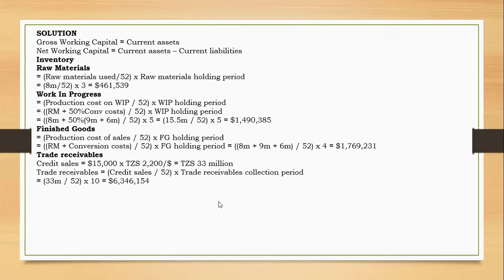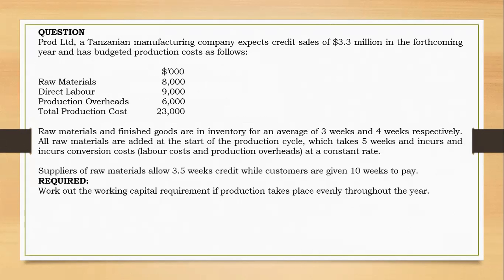Okay, and then we come to trade payables. How do I obtain trade payables? This trade payables was for my raw materials. Now you have to read the question. It's not for finished goods. So trade payables would be raw materials purchased over 52 weeks times trade payables payment period. Plug in raw materials purchased. Actually, we used raw materials of 8 million, but we are not told that we had opening inventory or closing inventory to 8 million. So I have to presume that I purchased it all during the period, right?